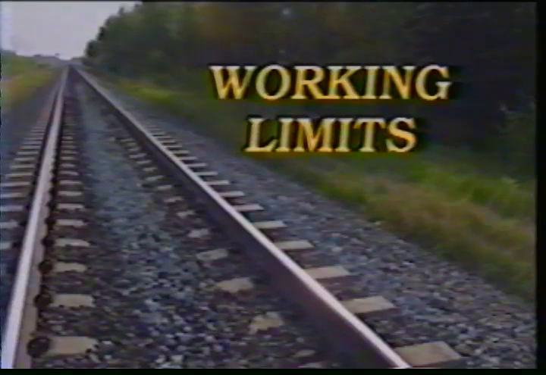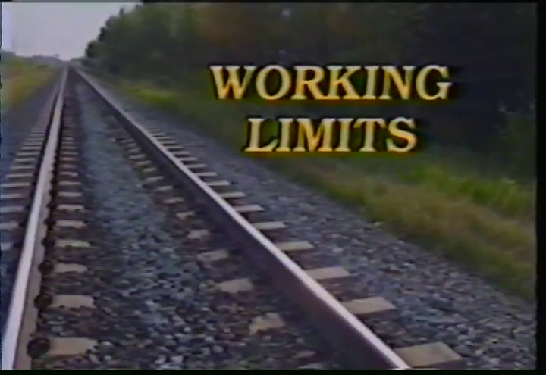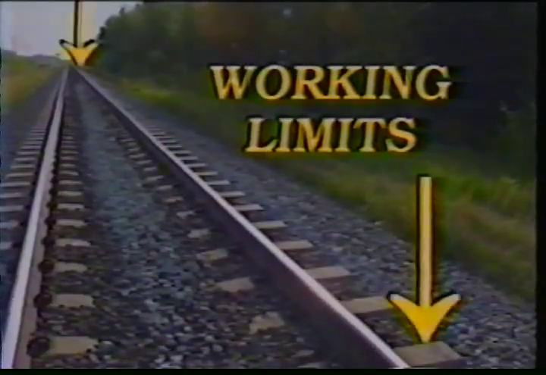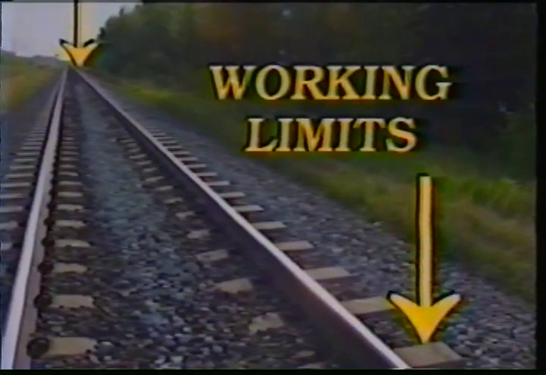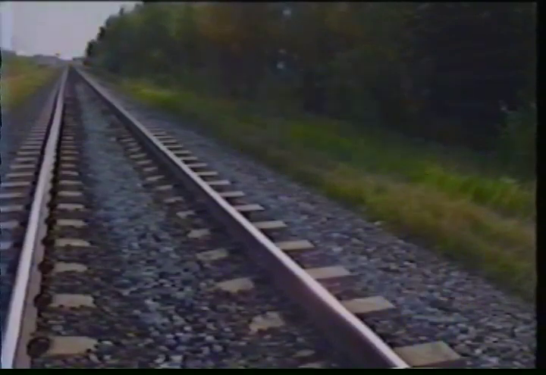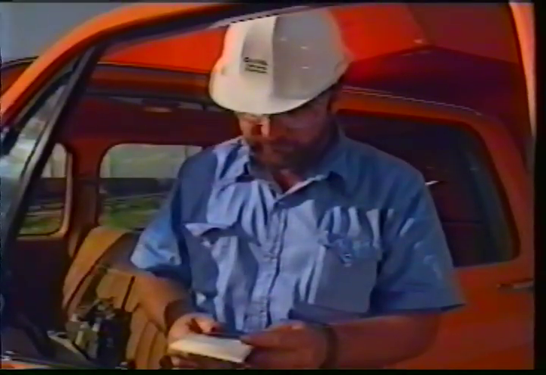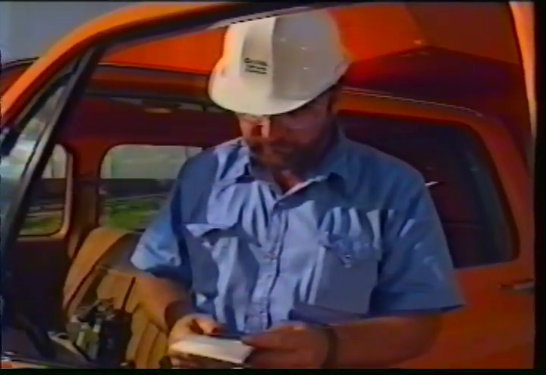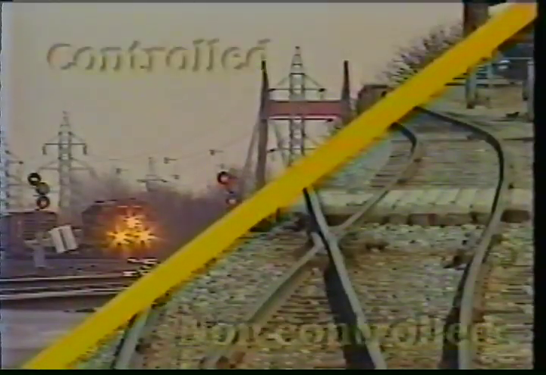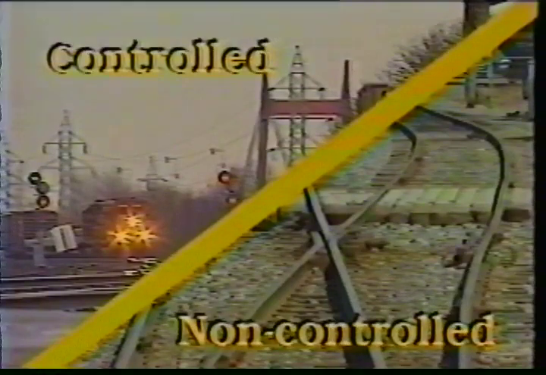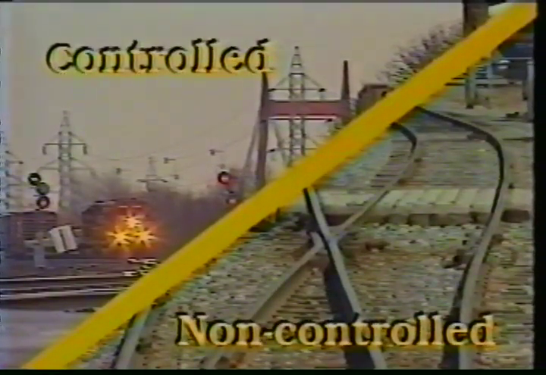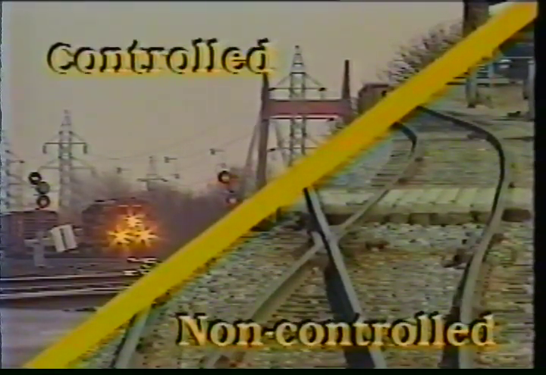When on-track safety, you must know where your work begins and ends. This way, a set of safety boundaries, known as working limits, can be determined. Only one qualified employee in charge or lone worker can be in charge of the working limits. And in order to select the correct on-track safety procedure, you must know if you will be working on controlled or non-controlled track.